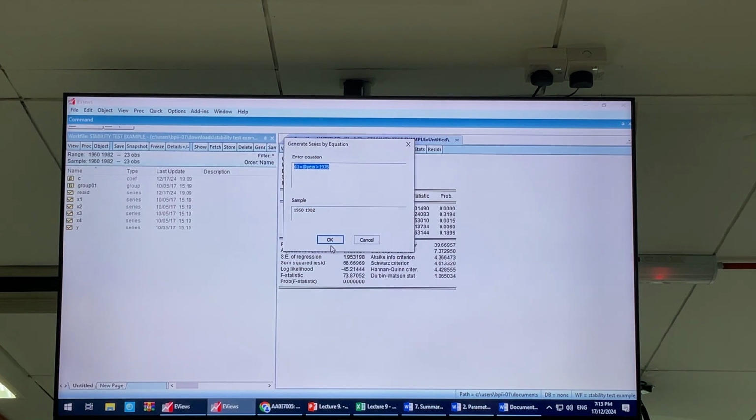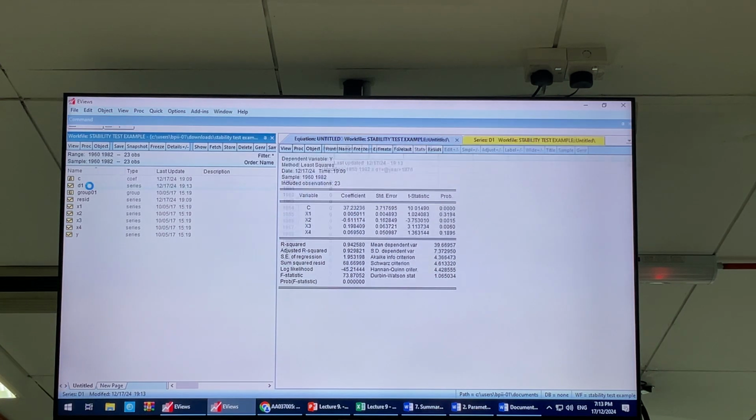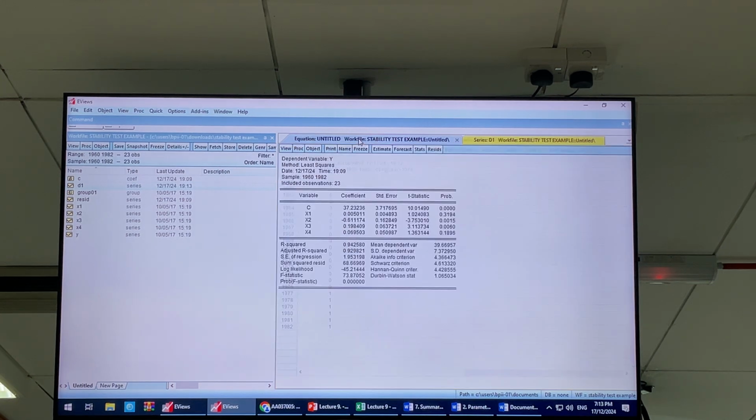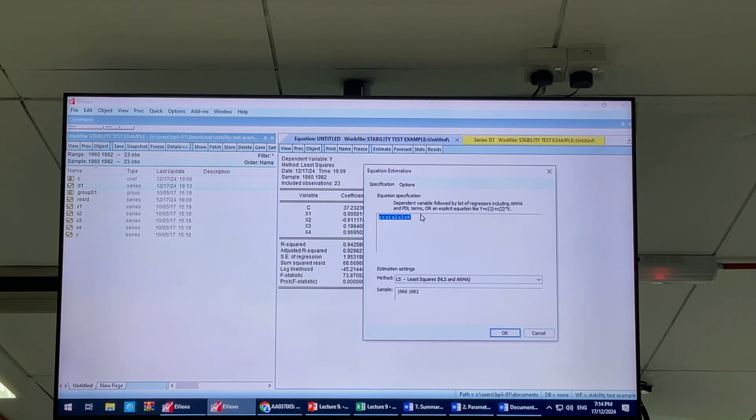Okay, and then just okay. So you have the dynamic variable. You see that the period before is all 0, and then starting from 1977 it equals 1. So we go back to our model just now. In order to allow the intercept to be different, we need to add the dummy variable itself, so D1.